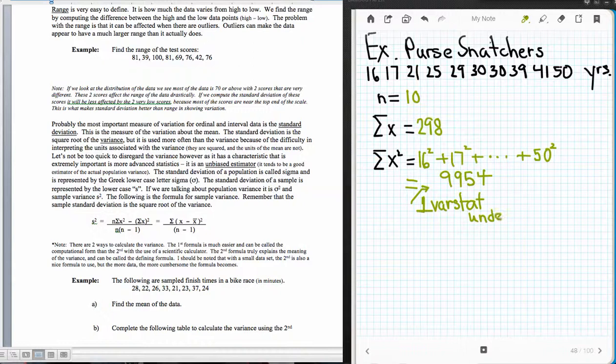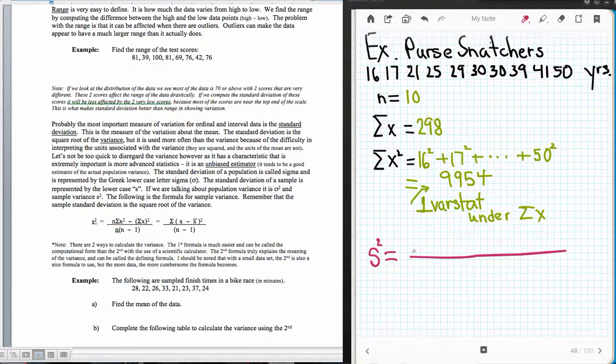So when you look at your calculator, you'll see x bar first, and then you'll see the sum of the x's, and then the next one listed is the sum of the x squareds. So now we have everything that we need to put into this computational formula. So we're going to be calculating s squared, got to get the right notation, it's a sample, and it's the variance, so we put s squared.